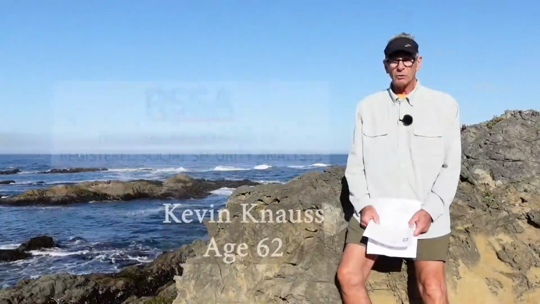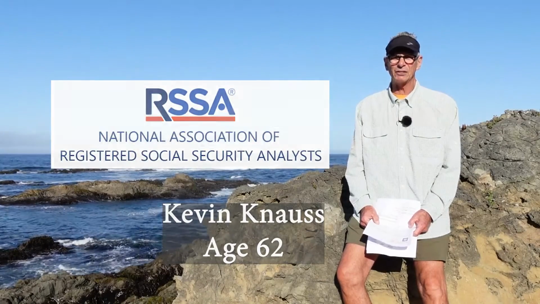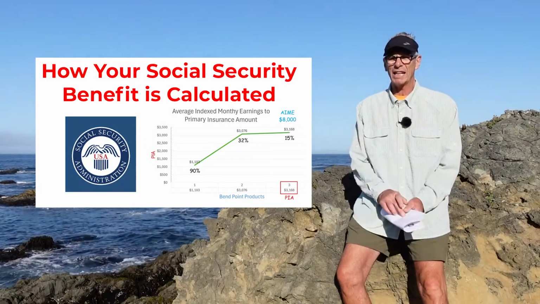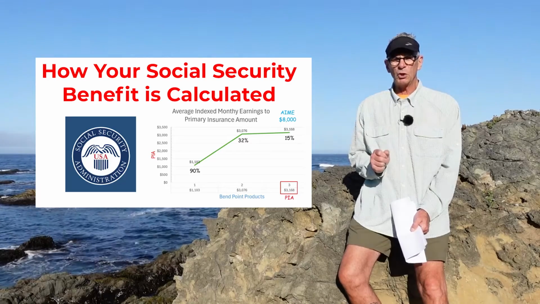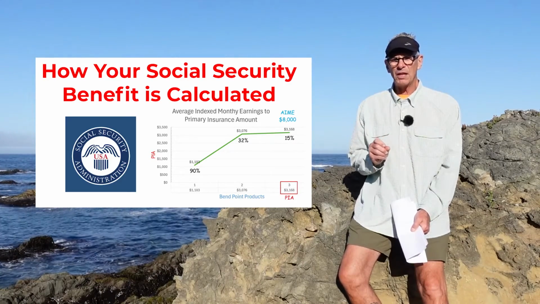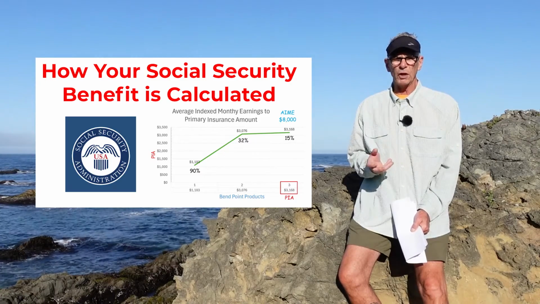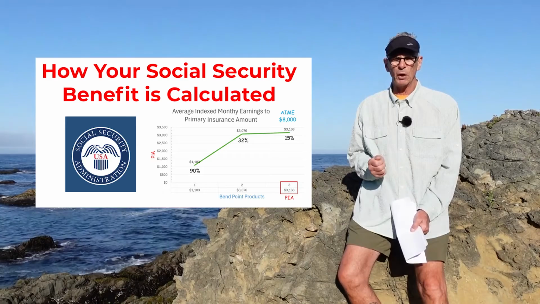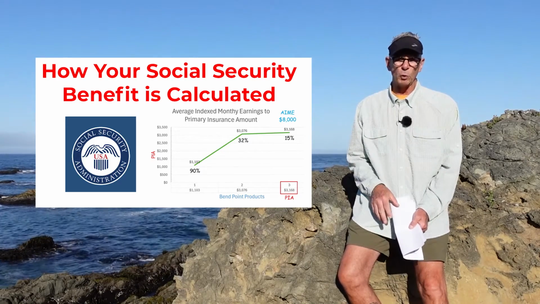Hello, I'm Kevin Knaus, and I turned 62 in 2025, and that is a very important year for Social Security because they consider age 62 the retirement age. And when you turn 62, that locks in some of the numbers they use to determine your monthly Social Security deposit, which is also called your primary insurance amount that you receive when you turn your full retirement age.